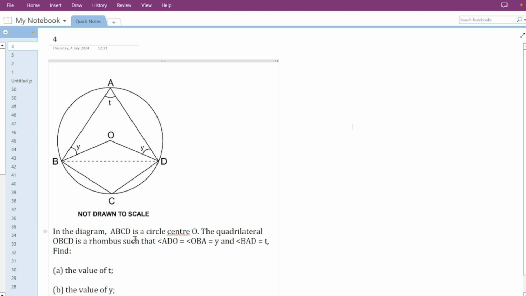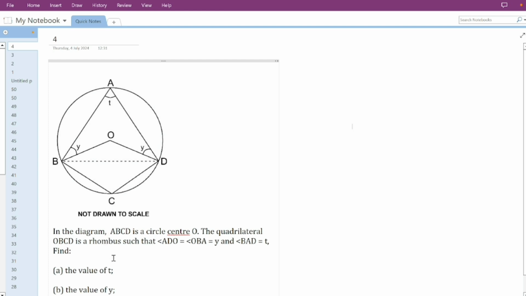In the diagram, ABC is a circle with center O. This is ABC, this is the circle with center O. The quadrilateral OBCD is a rhombus. Now this is a rhombus. You have O to B to C to D. And note that in circle geometry, you might not be very sure of your destination or how you're going to achieve it, but you should just keep taking note of things that you see that are very important.